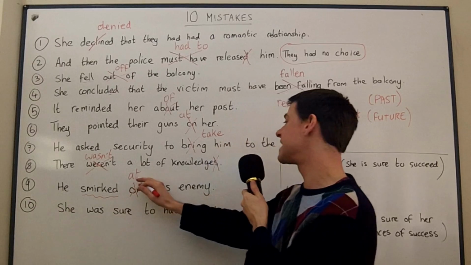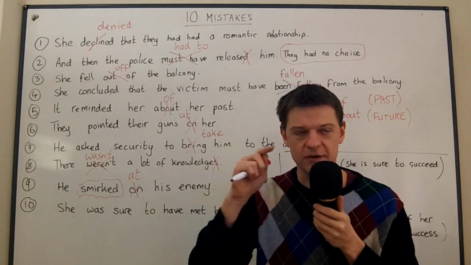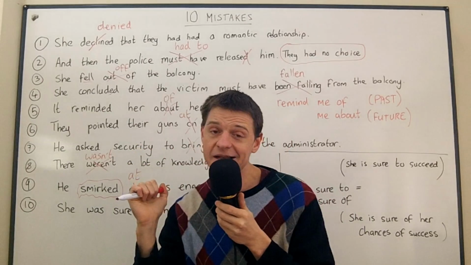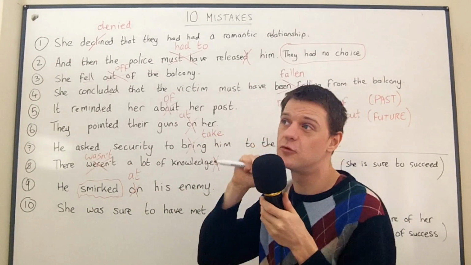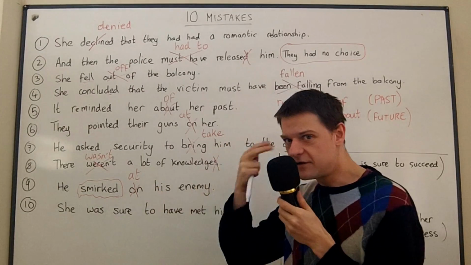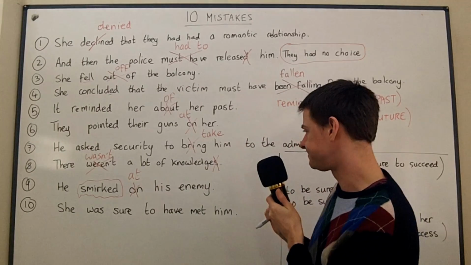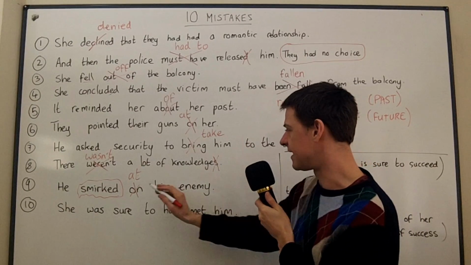Number 9, he smirked at his enemy. Please remember that these ways of looking at people and these ways of smiling at people, smirking at people, grinning at people, they're very often "at". Okay, for looking at or for smiling at or glaring at, we often use that "at".